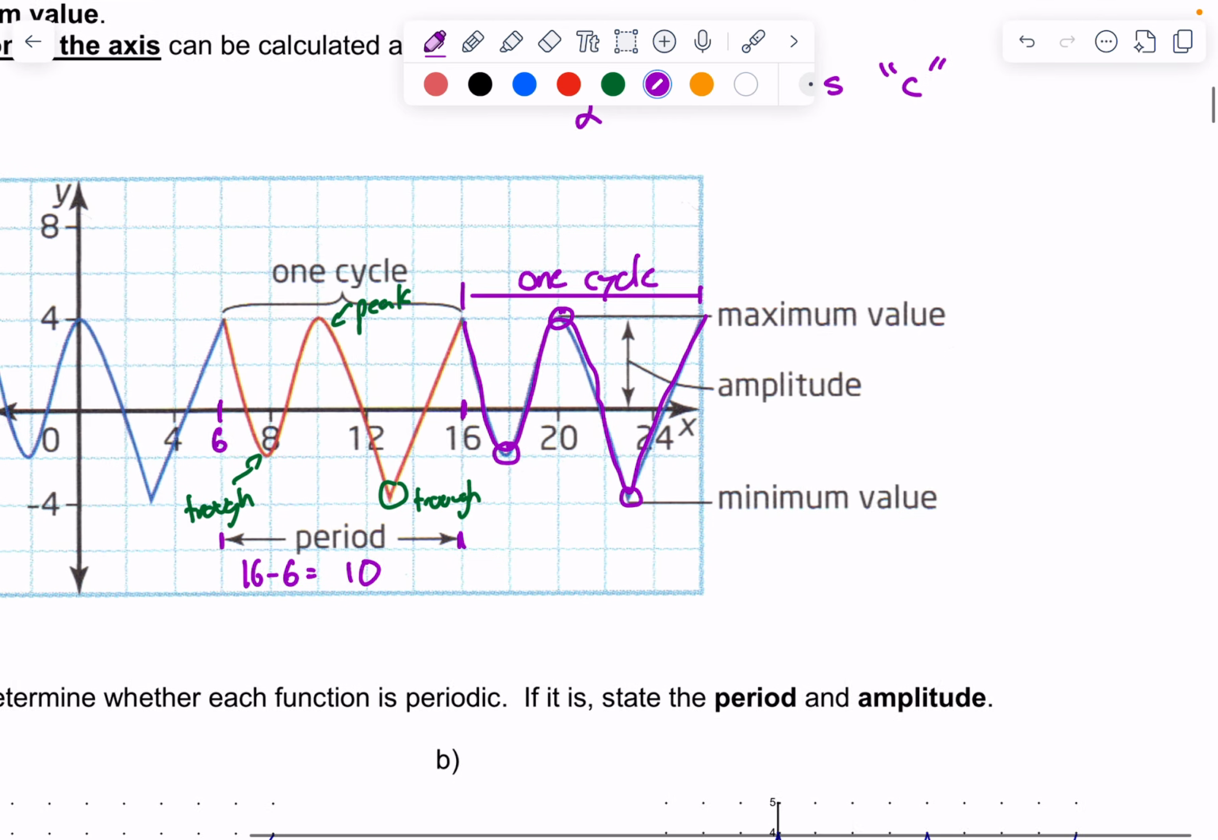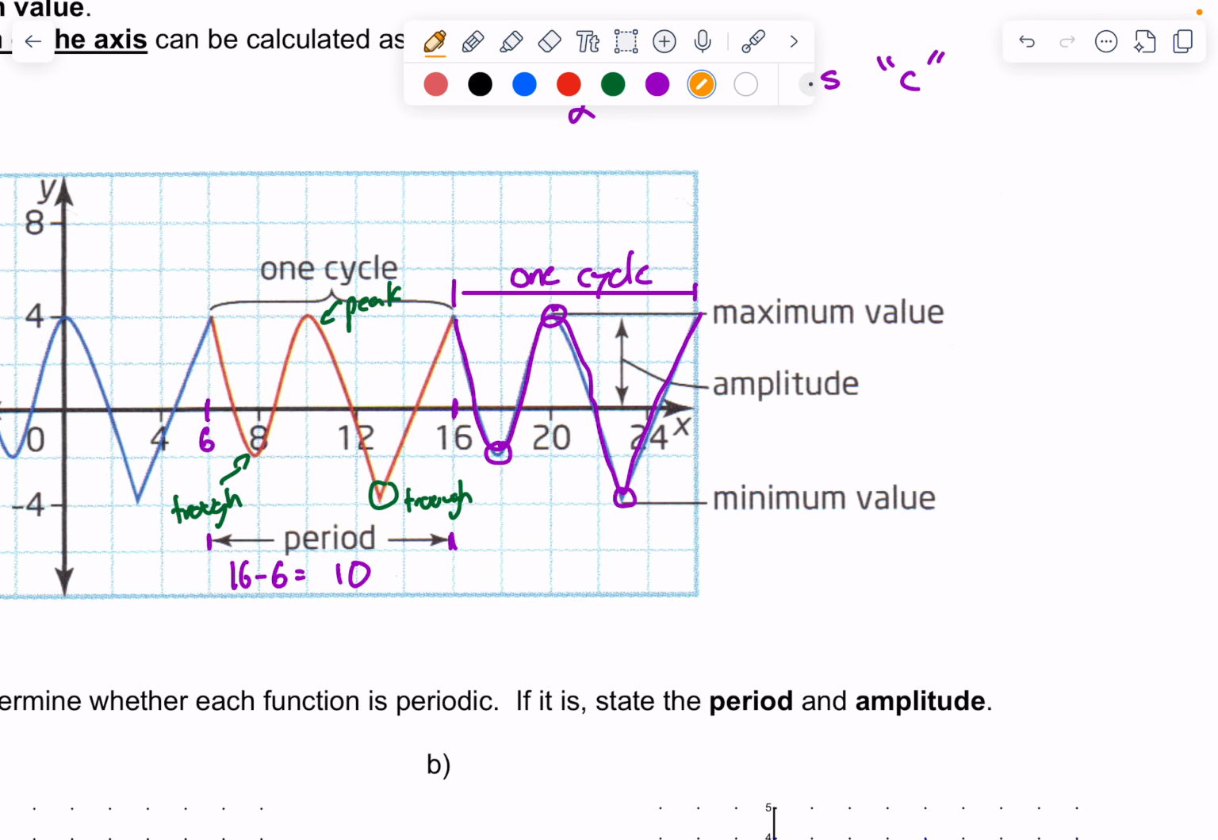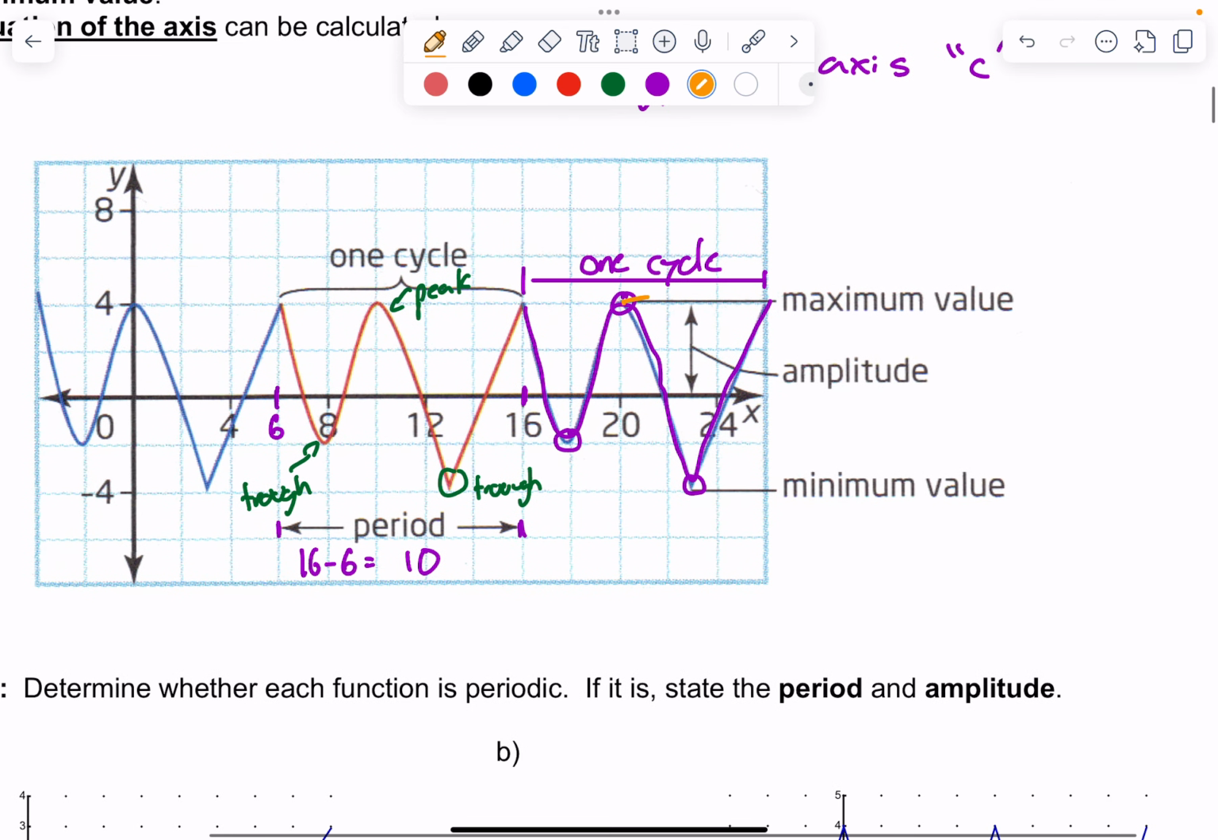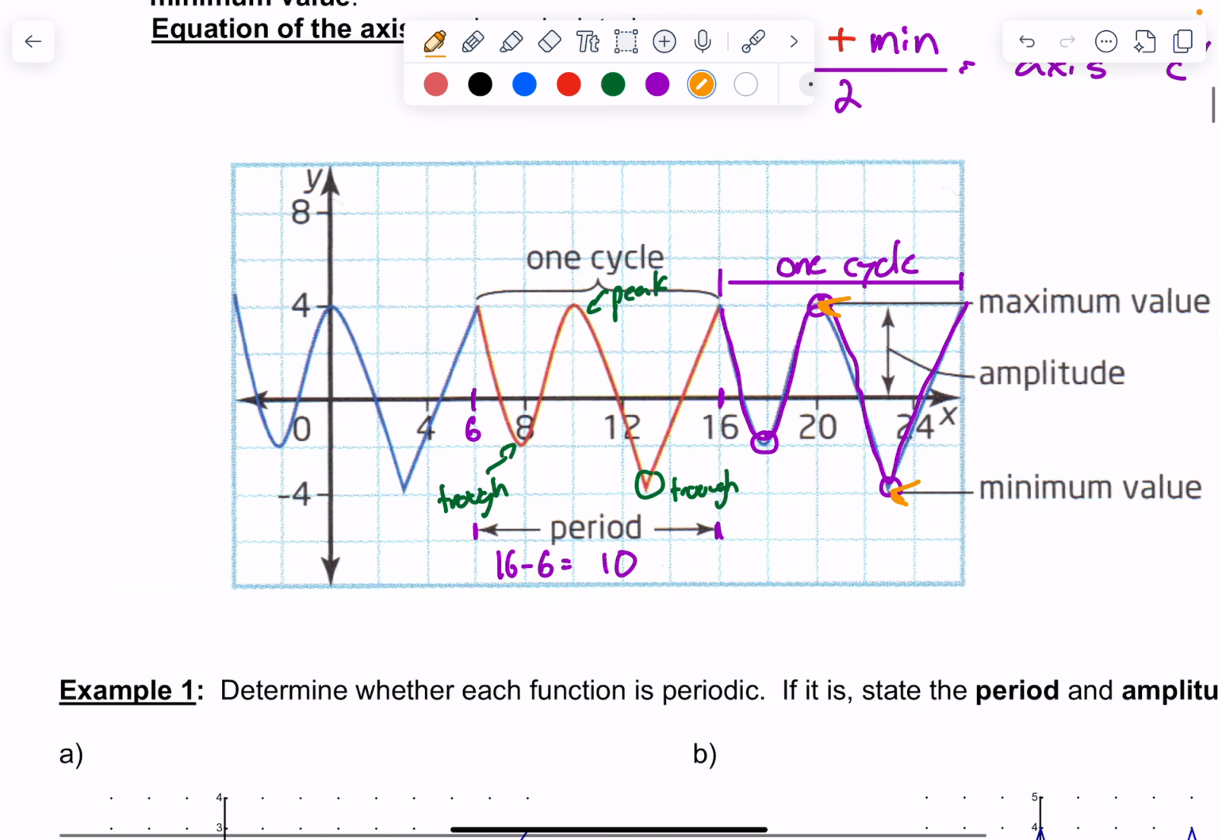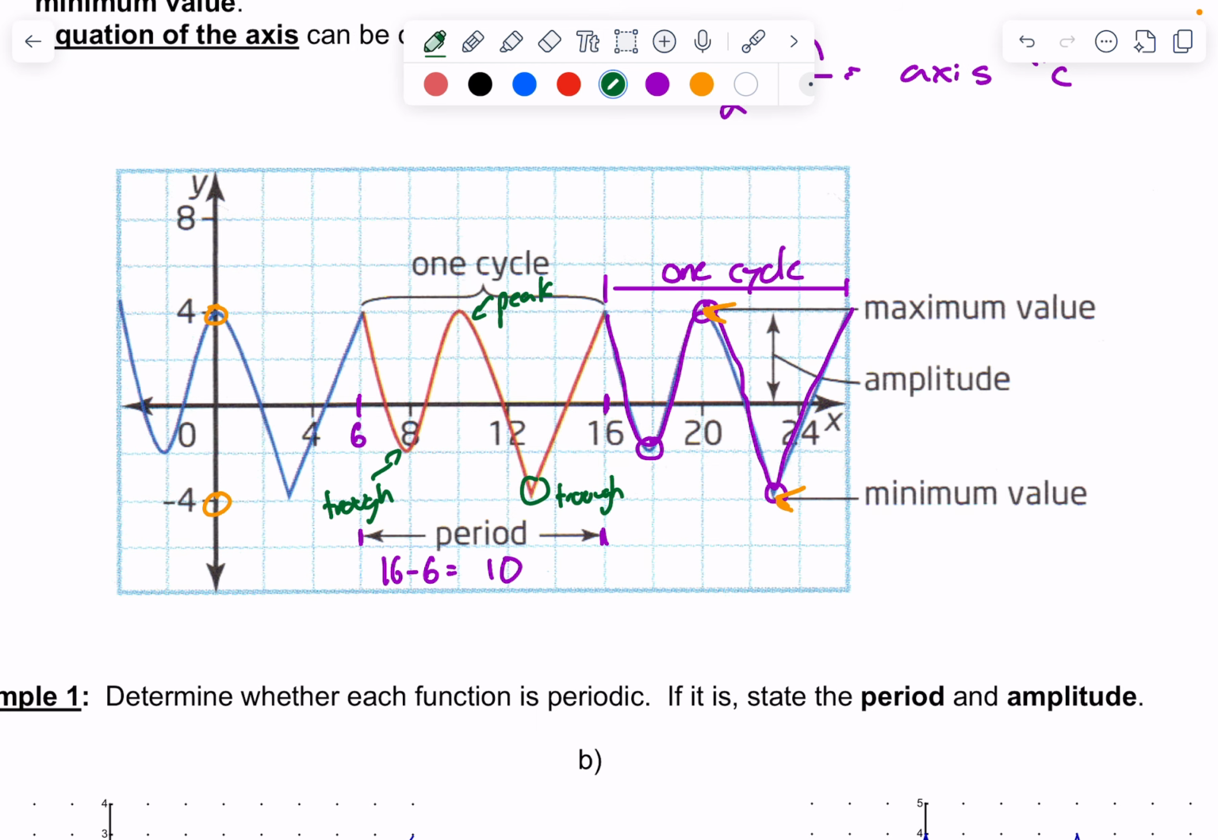The maximum value, similar to quadratics, is pointing to the highest point on your graph. And likewise, your minimum is pointing to the lowest point, all right? And when I say point, I'm talking specifically about these values here, the y values, right? What is the highest y and the lowest y? Well, the amplitude is halfway between the max and min. You also have that same amplitude going right here.